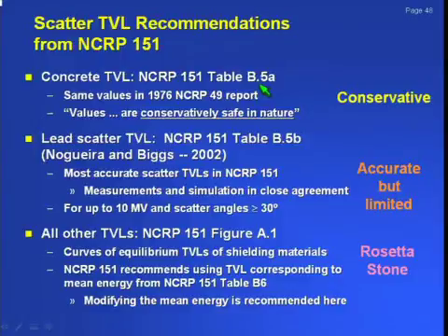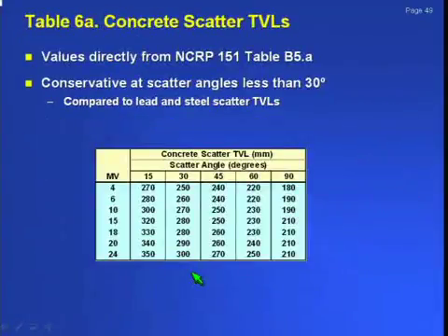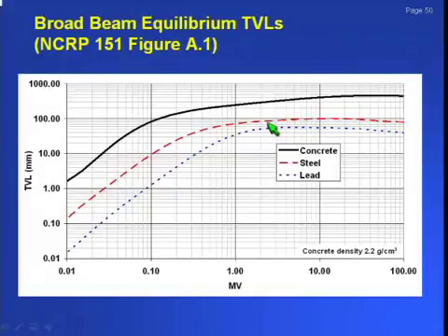You can use the really conservative numbers. You can use the accurate but somewhat limited data that's in table B5, or you can use what we consider for all the other TVLs, basically just corresponding data out of table B6. This is obviously where we've come up with it. The values are directly from the NCRP report. It is very conservative at angles less than 30 degrees. You are probably going to overshield, but you're much better off doing that than undershielding.